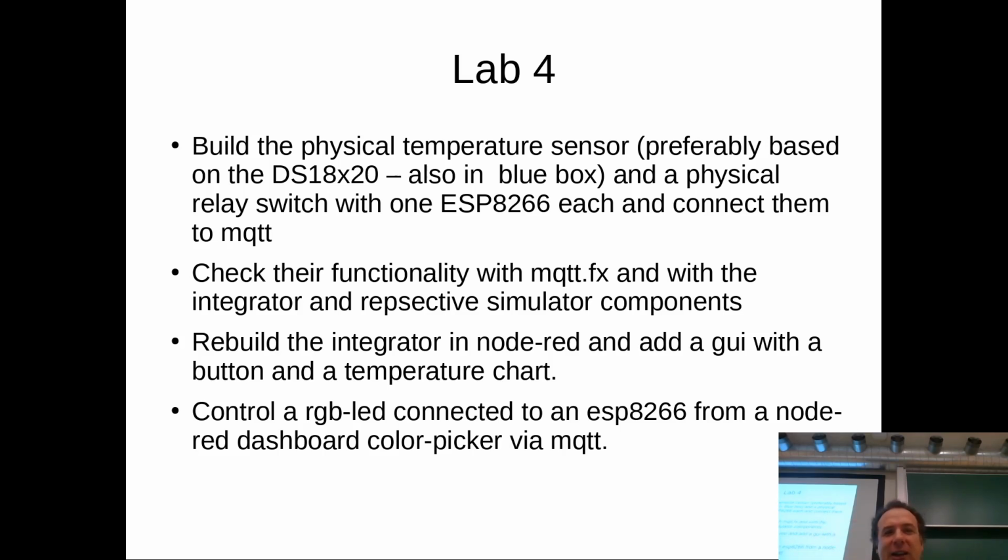So basically build a physical temperature sensor so that you learn something new, use a different temperature sensor. There's a DS18X20 in there, so use that. If we don't find it for you, use the DHT11, but try to find in your blue box a DS18X20. It's a little black, looks like a transistor, but is a temperature sensor. And I can show you one in the lab and use that connected to the ESP.